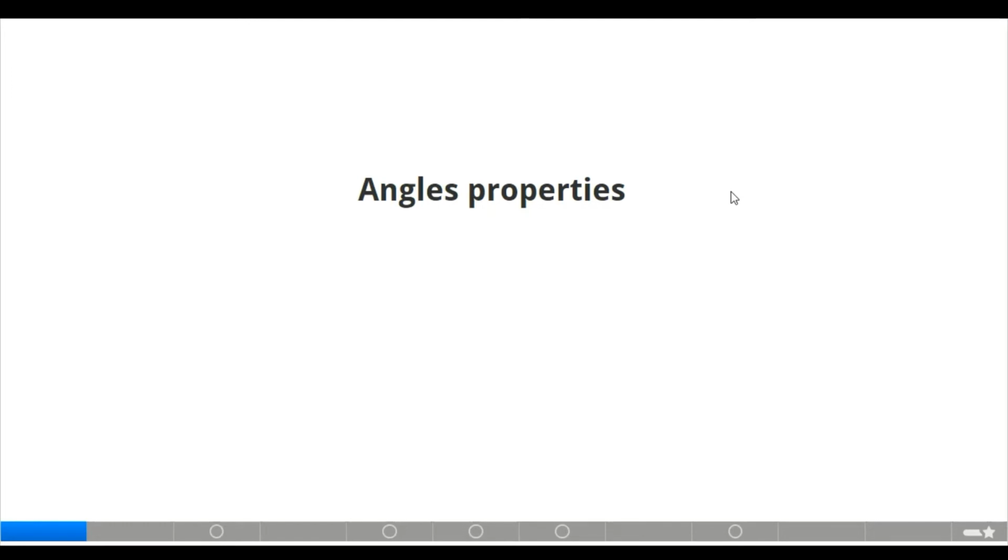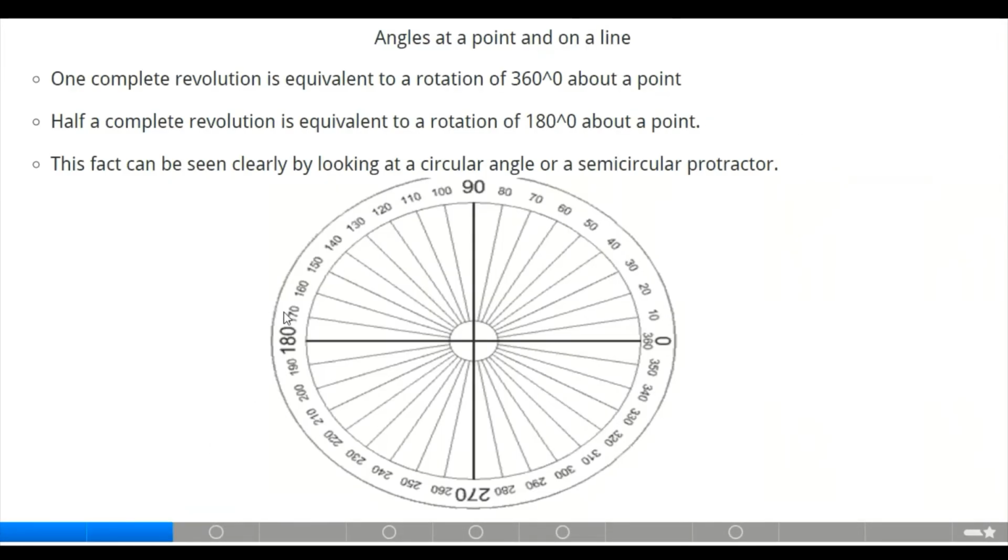We have an interactive content here that will serve as a guide even for this class. Now, first and foremost, the very first one we're going to be looking at is angle at a point and on a line. And how do we go about this? The best way is for us to look at revolution, half revolution and complete revolution.